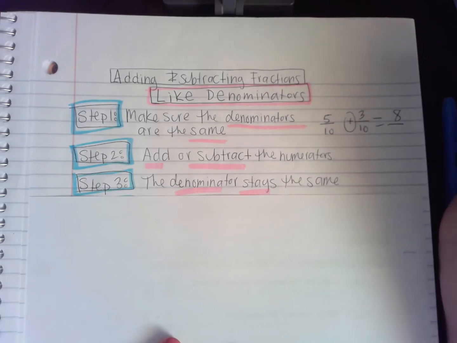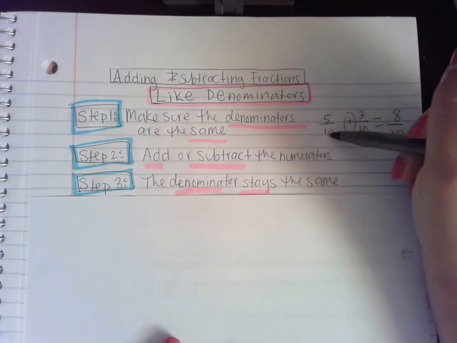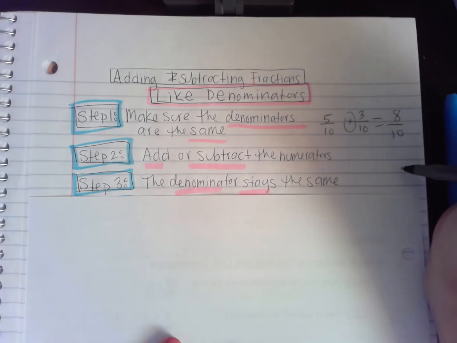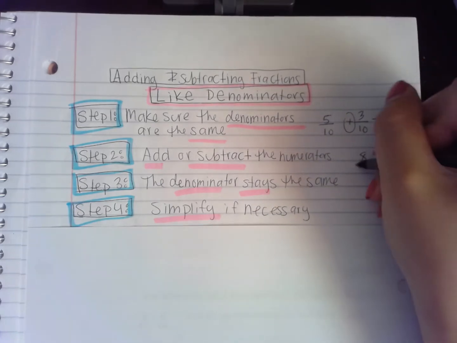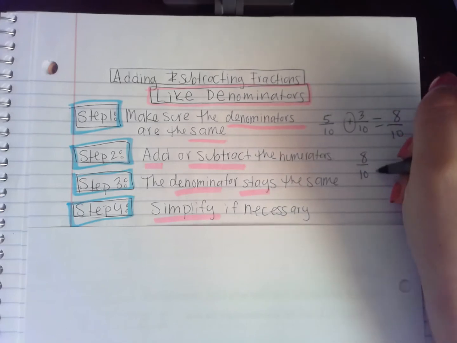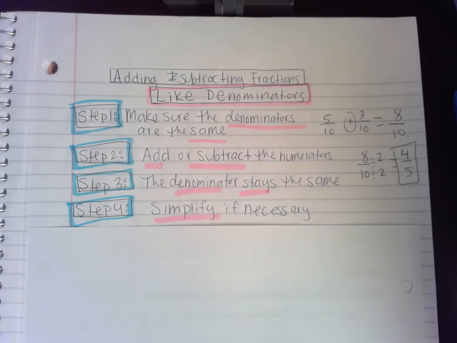Step number 3, the denominator stays the same, meaning that if we have like denominators, my denominator is going to stay the same. Step number 4, simplify if necessary. Previously we learned how to reduce fractions. Taking a look at 8 over 10, I know that they are both even numbers, so I'm going to reduce this by 2. So I have 4 over 5. And that is going to be my final answer.